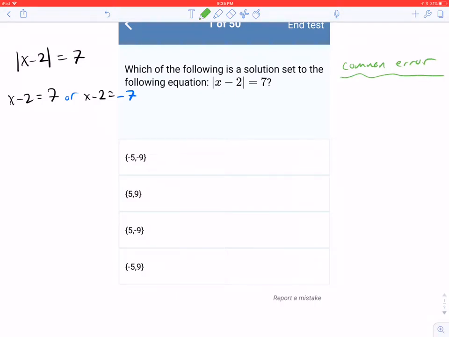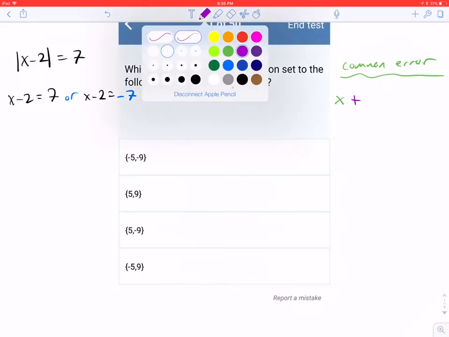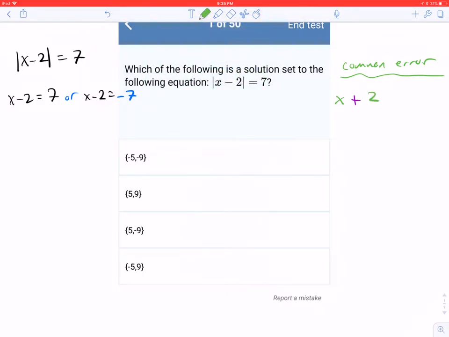Instead of changing the part outside the absolute value, they'll do this: x plus 2 equals 7. So the green and purple is the common error. The black and blue is for you because that's the way we do it. Okay, anyway, just trying to rhyme. So let's look at it though.